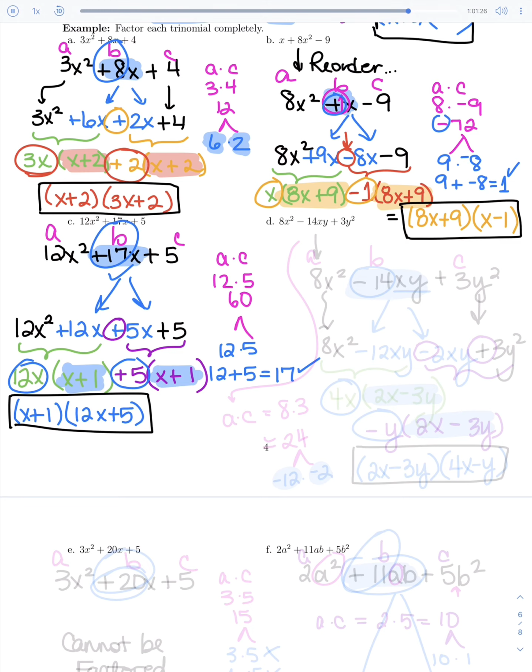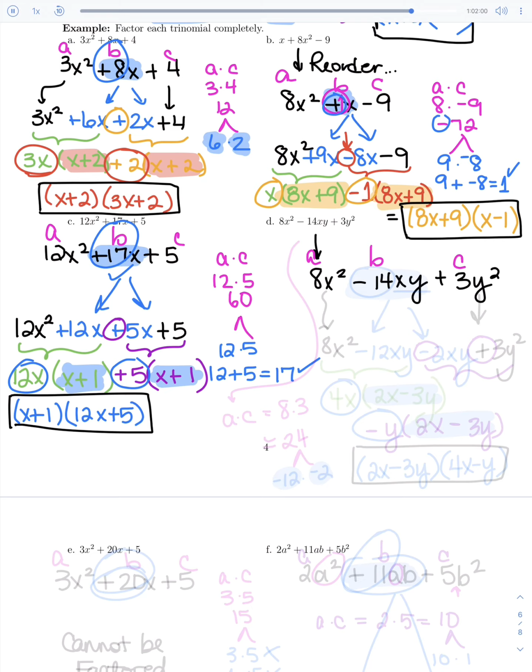In problem D, we have 8x squared minus 14xy plus 3y squared. That is in the correct order because we're starting out with the most number of x's, 2 x's, then only 1 x in the next term, and no x's in the last term. So we are set up properly. We have an a of 8, a b of negative 14, and a c of 3. So let's do our AC off to the side here.